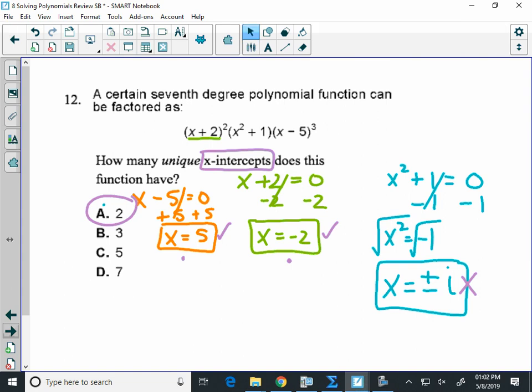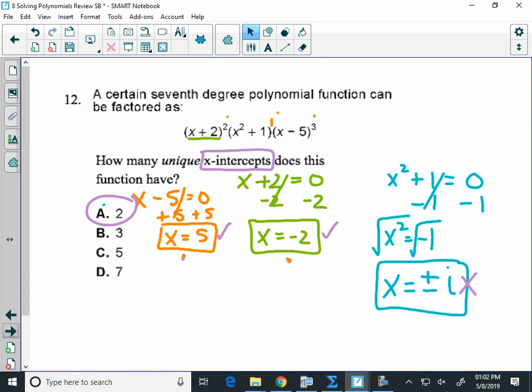It's really tempting to add all the exponents on the outside, 2 plus 1 plus 3, to get 6. And that's not even an option. But the degree is equal to the number of roots. Just because it's a root doesn't necessarily mean it's an x-intercept. It could be imaginary. So you're going to look for the ones that have real solutions. We had 2 answers that were real. That means we have 2 x-intercepts.